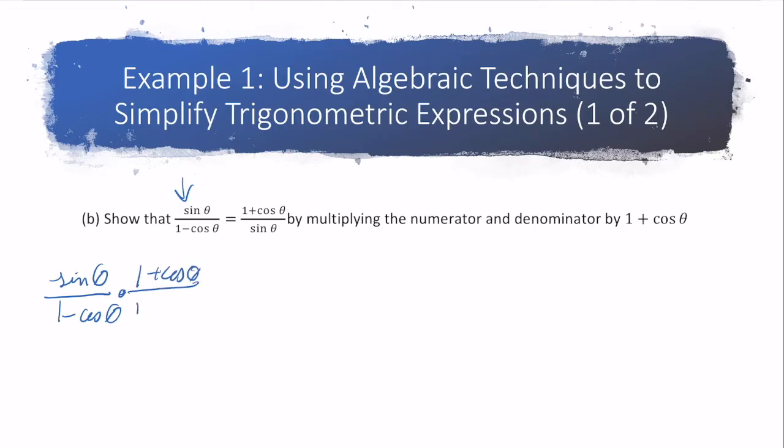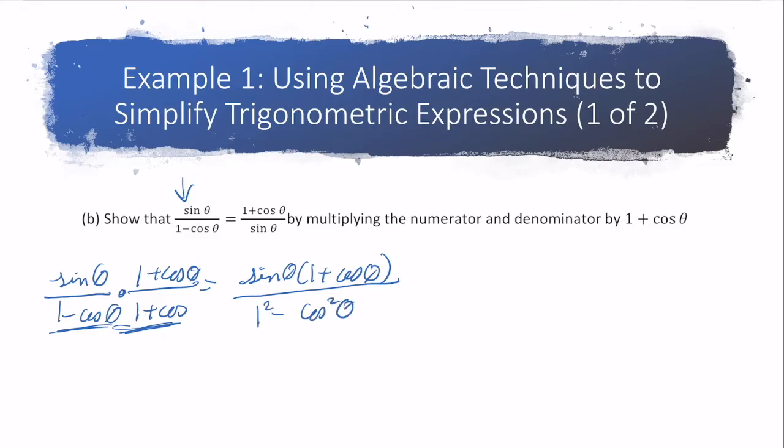theta in the numerator and the denominator, I get sine of theta times 1 plus cosine of theta, because I don't want to FOIL things out. I don't want to distribute just yet, over the denominator, which I am going to FOIL, right? That's going to give me, because it's a product of a sum and a difference, 1 squared minus cosine squared theta. Now here you might be tempted to go ahead and FOIL this and factor this denominator back out.